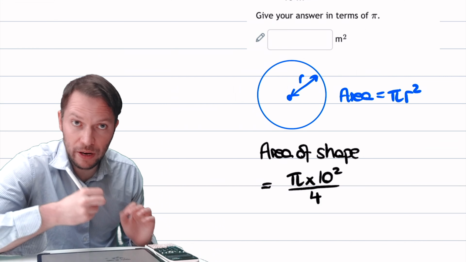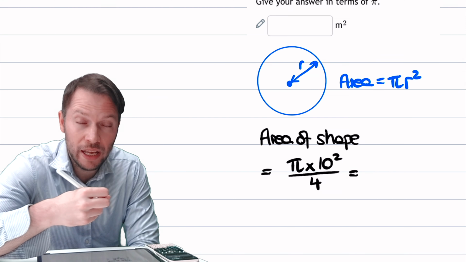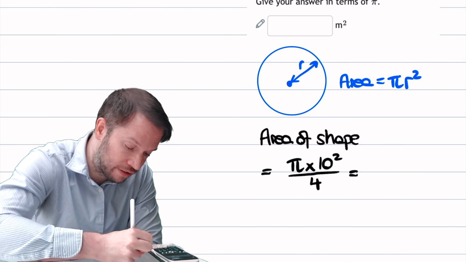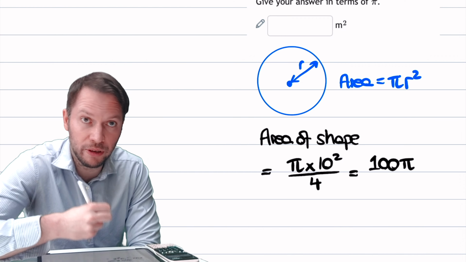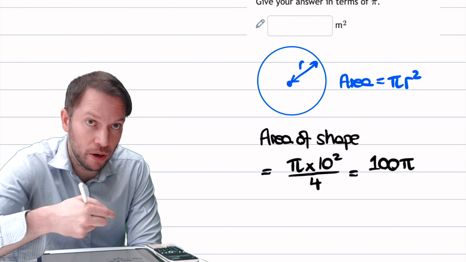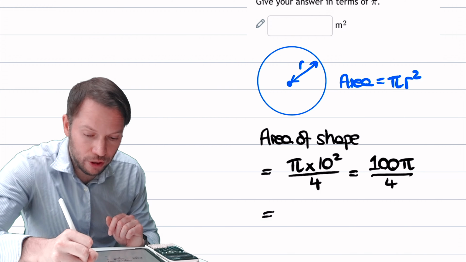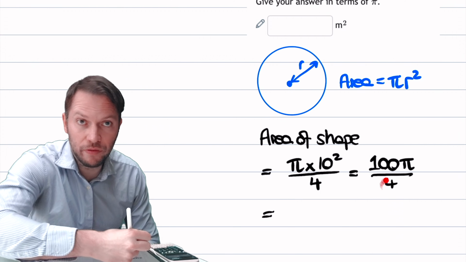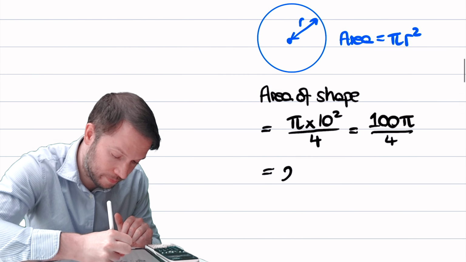Now we could use our calculator, but we can simplify this ourselves. Now 10 squared is 100, and pi times 100 we write as 100 pi. Remember, we always put the number before the pi. So we say 100 pi, meaning 100 lots of pi. We don't say pi 100, and that's over 4. Now, if you do the 100 divided by 4, that's 25. So we have 25 lots of pi.